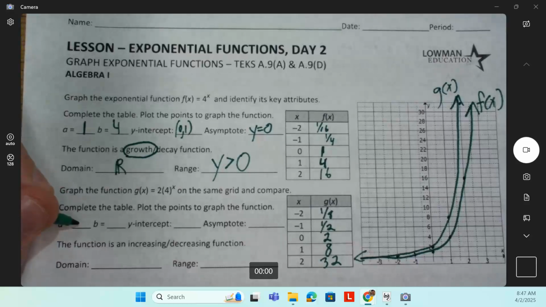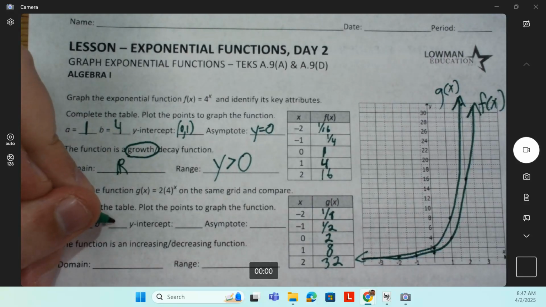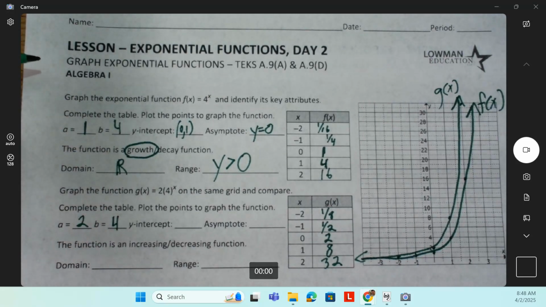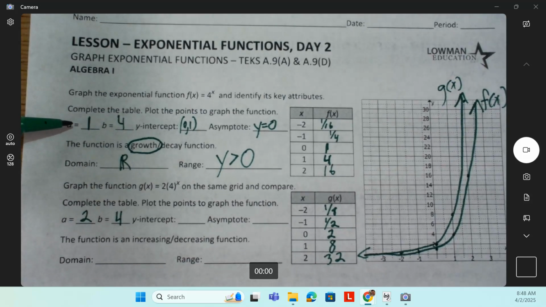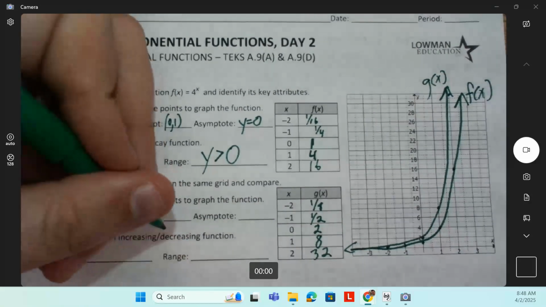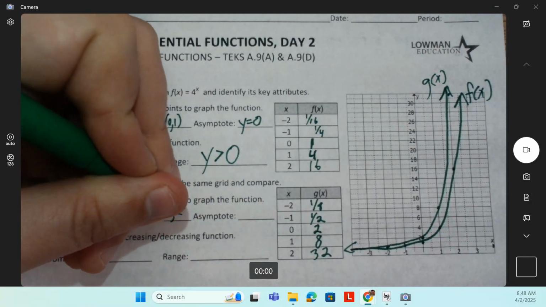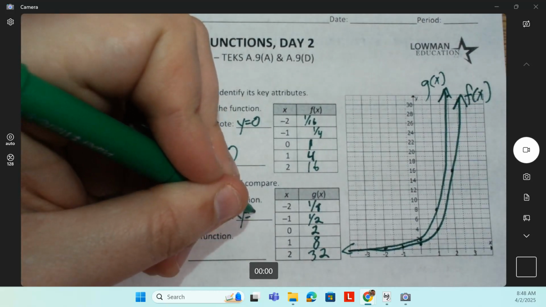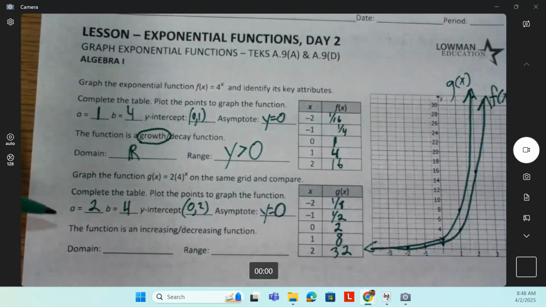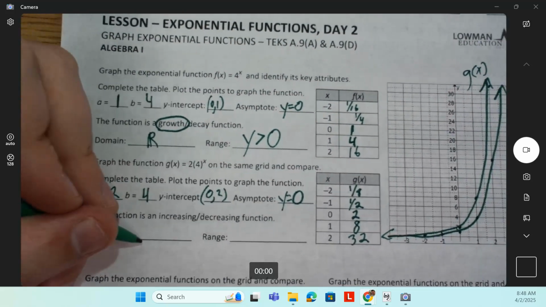So on this one, I've got an a value of 2. B value is still 4. My y-intercept changed from 0, 1 to 0, 2. But my asymptote is still y equals 0. My domain and range then would also be the same.